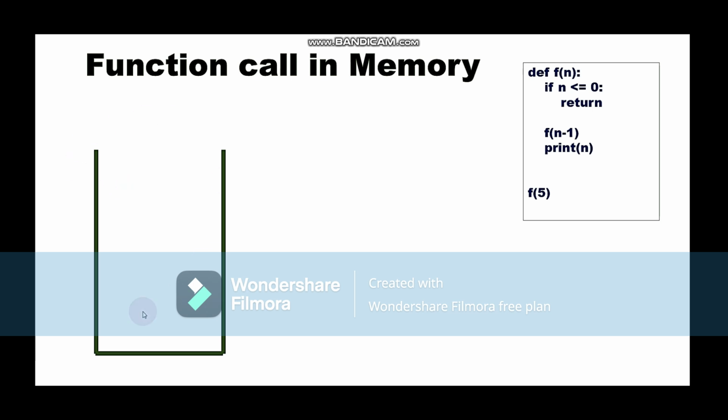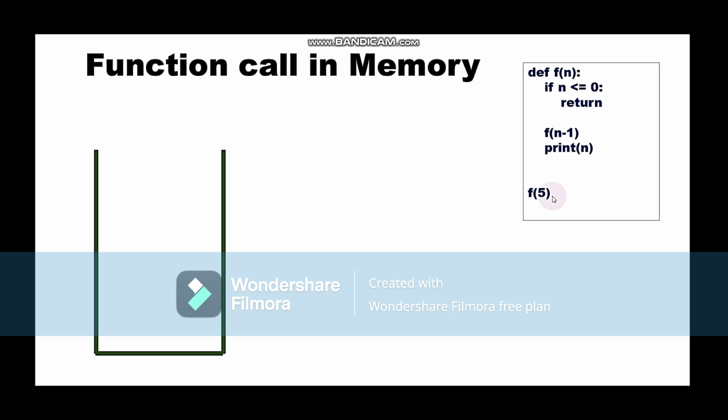As we know, stack will follow first in, last out approach. We are using stack to explain this recursion. So here I have defined a function f of n. It will check if n is less than or equal to 0. If so, it will return none. If not, it will return f of n minus 1 and print n.